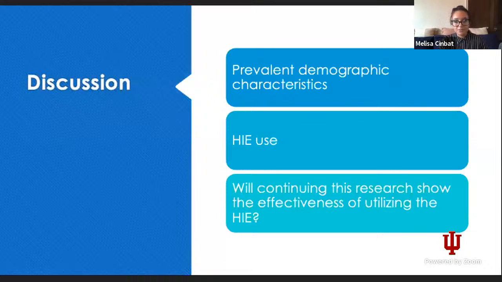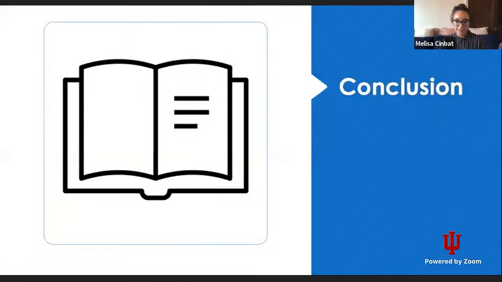So, some discussion points. Certain demographic characteristics are prevalent among ED diagnosed lung cancer patients. The HIE is a beneficial tool in gaining insight into cancer-related patients and can be used to create a database of patients, access pertinent patient data, and provide communication between providers and communication between patients. By furthering this research, the effectiveness of utilizing the HIE to create a predictive model will be gleaned, and by creating this predictive model, solutions to reducing ED diagnosis of cancer can be addressed.